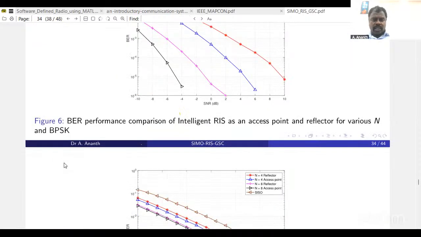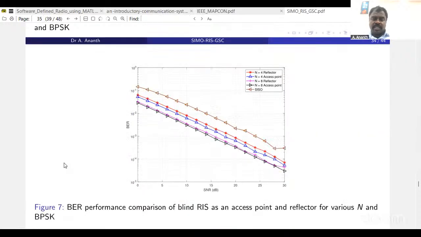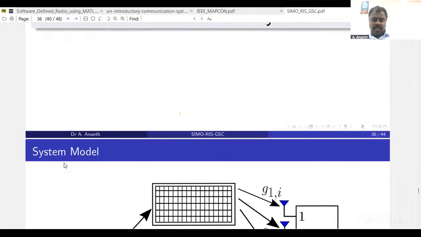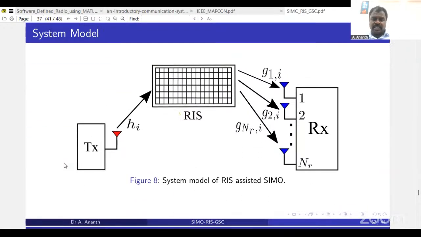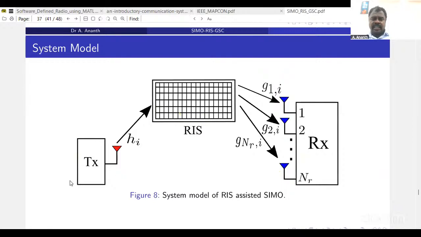Okay, so now we are going to understand the RIS-assisted communication system with a SIMO setup, a single transmitter antenna and multiple receiver antennas. The system model may look something like this. You have a single transmitter with a single antenna, whereas the receiver has NR number of receiver antennas. In between, we have an RIS surface with N number of elements. We assume that there is no direct line of sight between the transmitter and receiver due to some blockage.